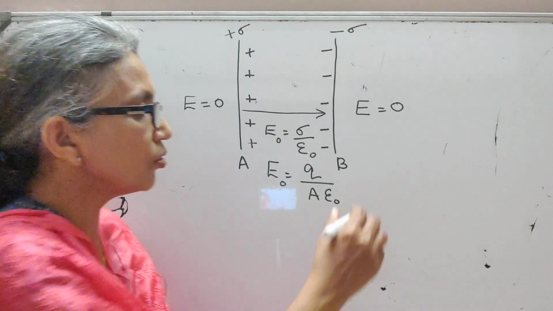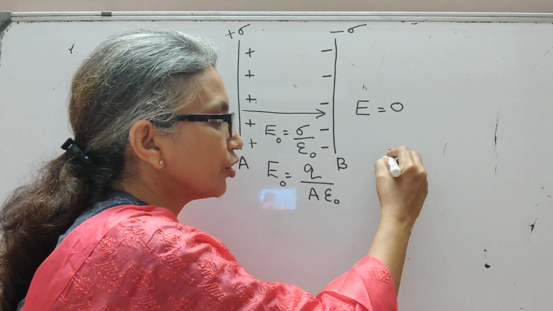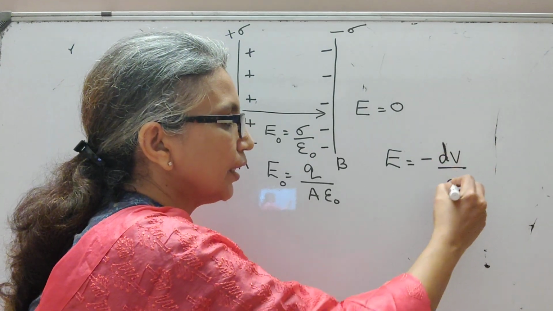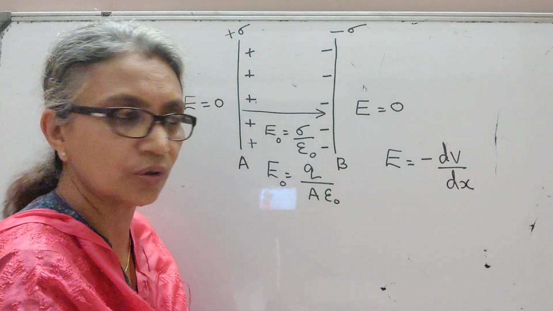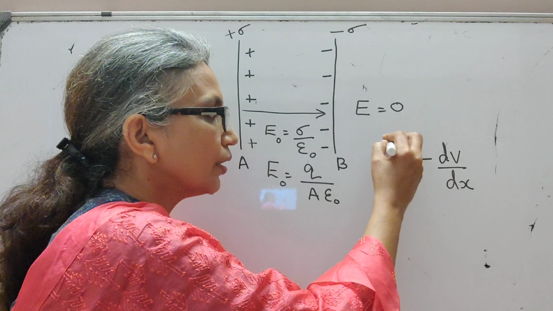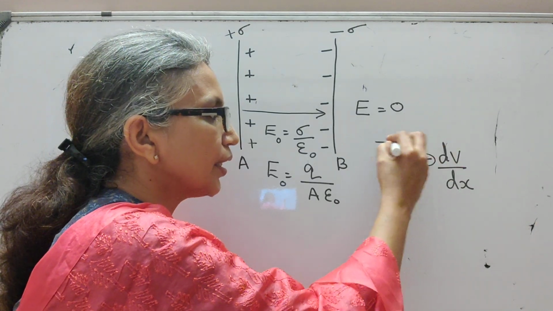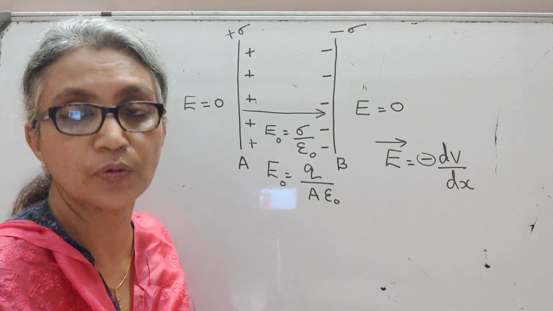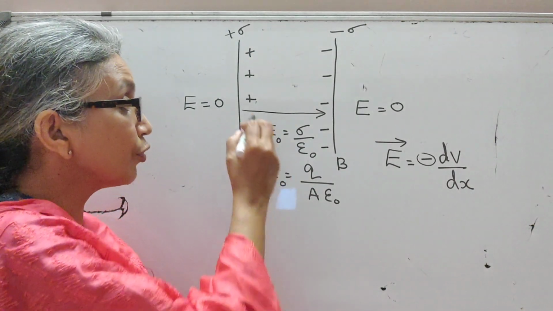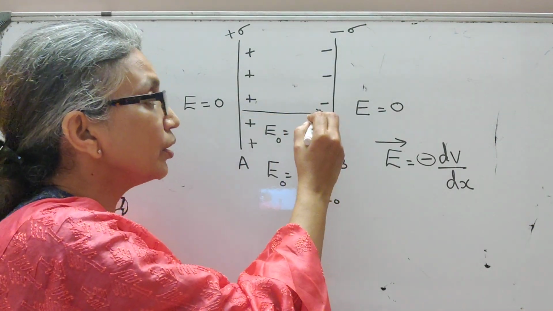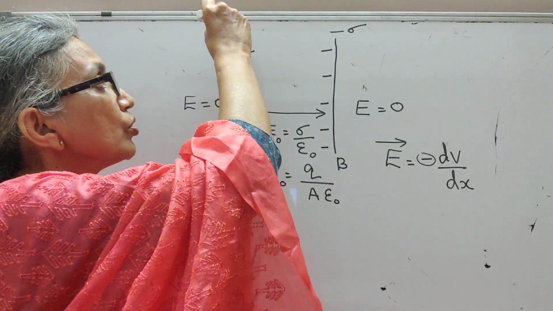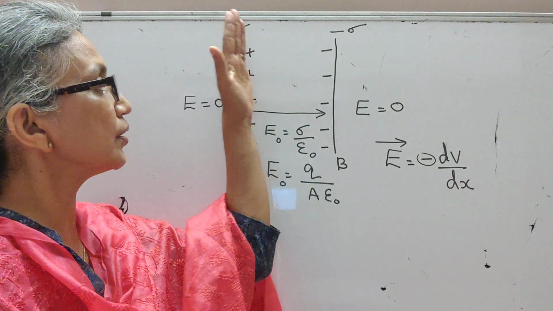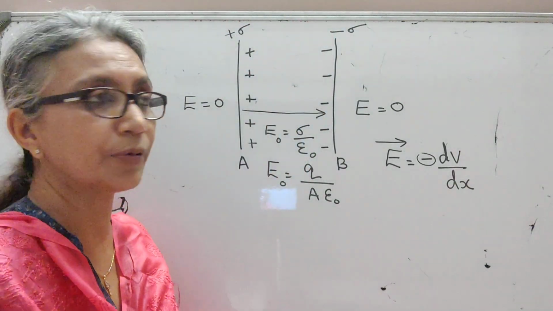Now, we also did the derivation of an equation like this, E equals minus dV by dx, in my second session of the video, and I told you that the negative sign indicates that the direction of electric field will be the direction in which potential decreases. So if you see an electric field in this direction, it means that the potential goes on decreasing from the positive plate to the negative plate, which means this is at a higher potential, this is at a lower potential.